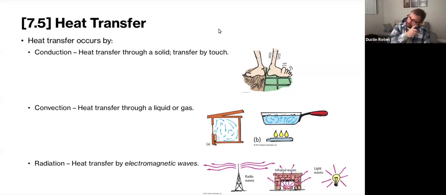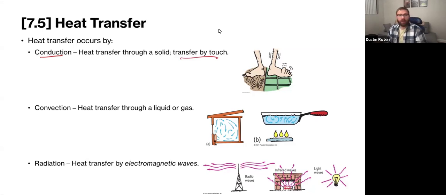Now we can actually talk about the types of transfers themselves. So heat's usually transferred in three different ways. You can have conduction, which is the transfer of heat through touching. So if you have a hot object and it touches a colder object, you're going to heat up the colder object. So this is transferred by touch.